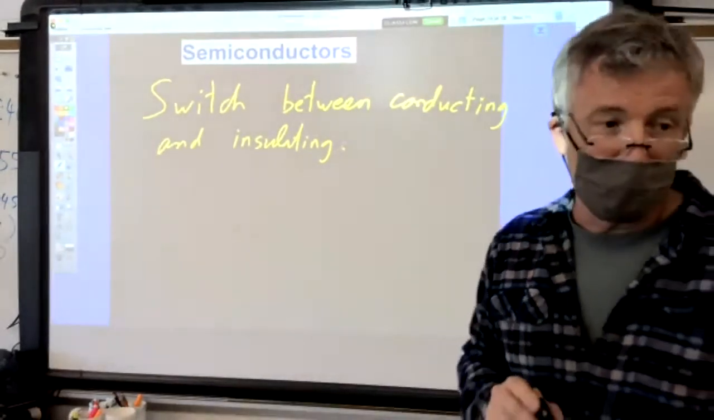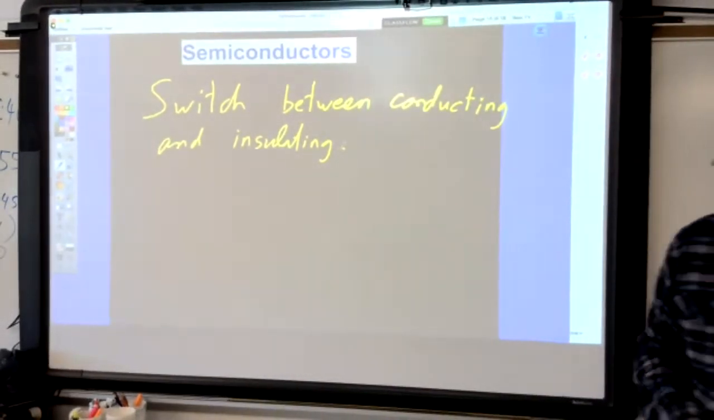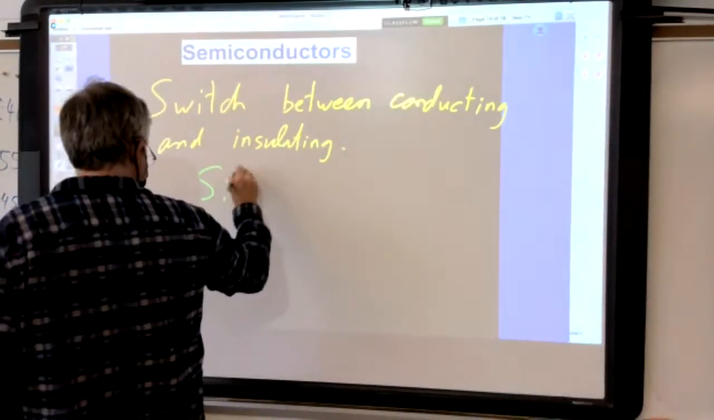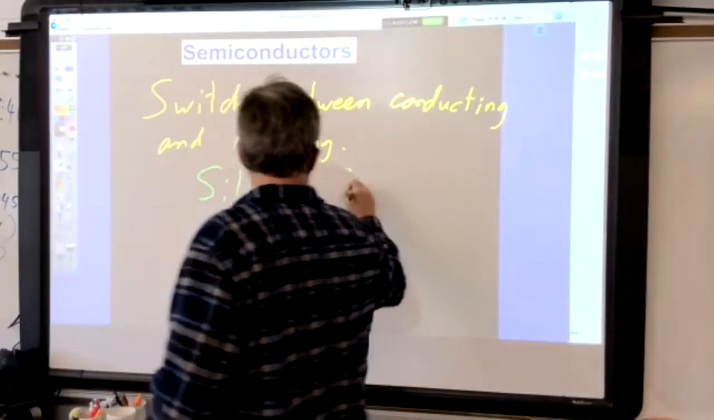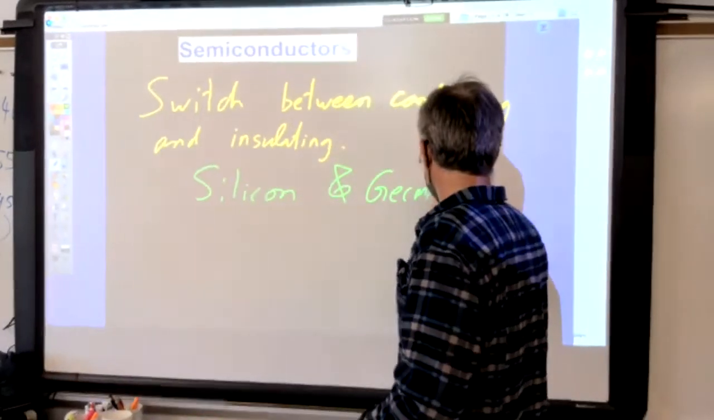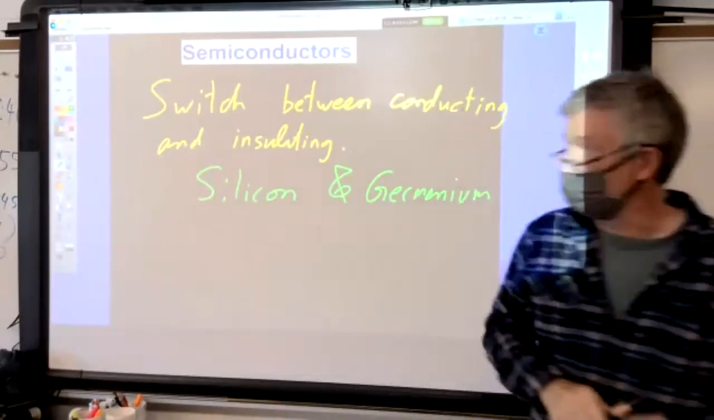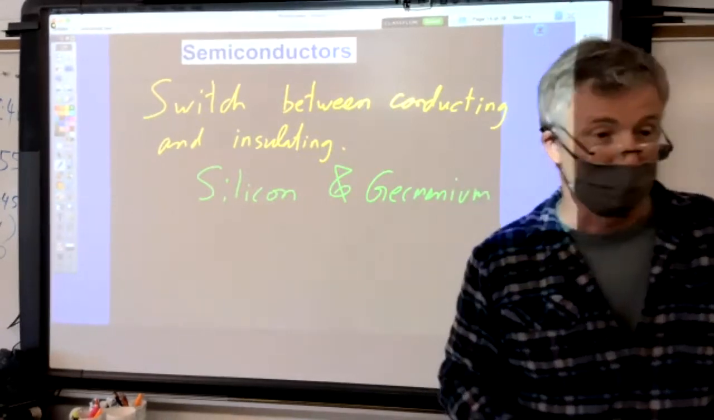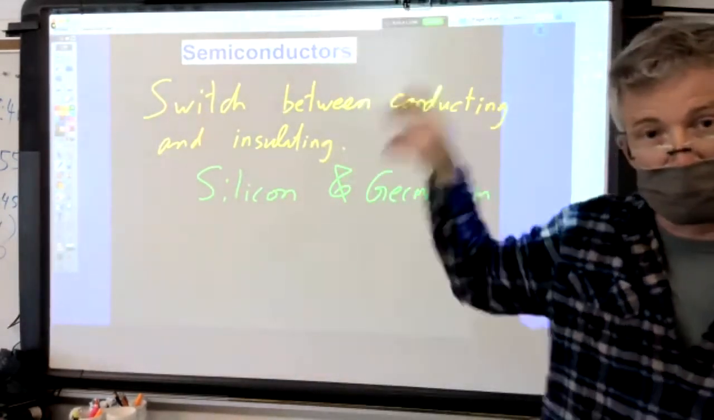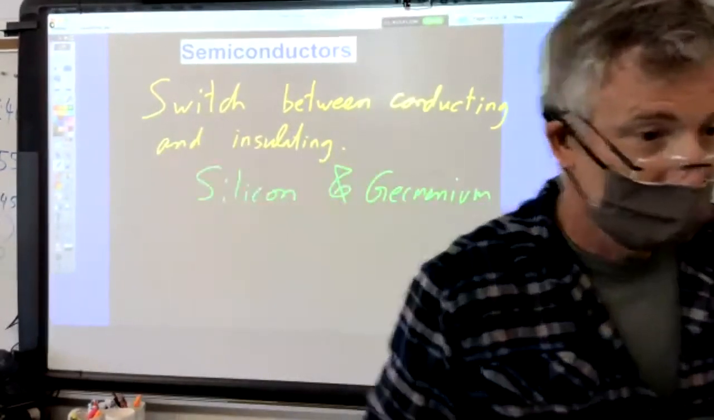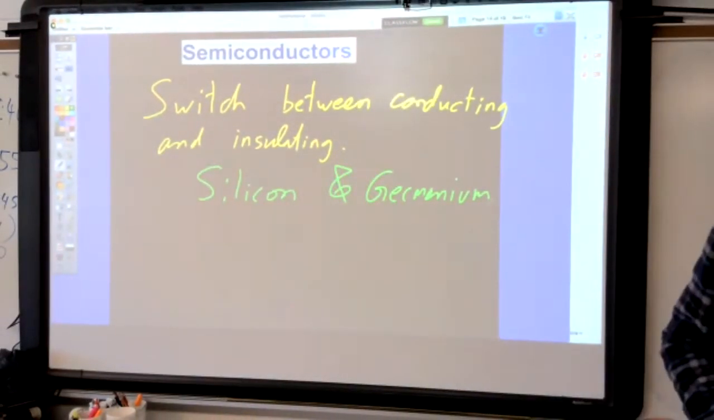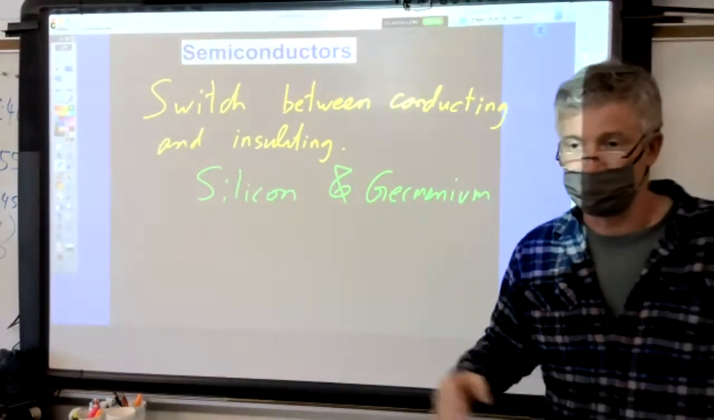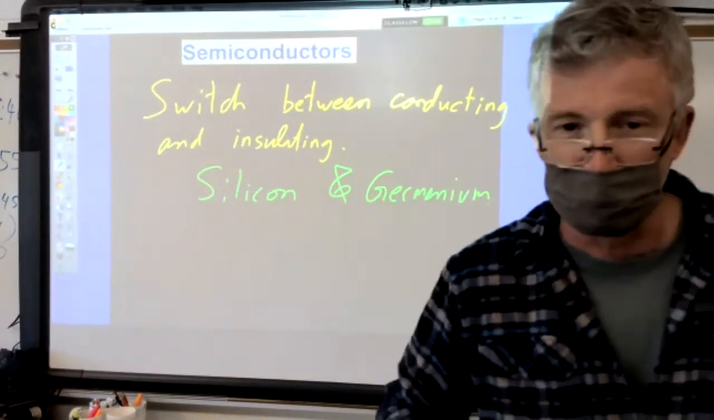Now, there's two main materials that semiconductors are made from. And that is silicon and germanium. If you look on the chart, you'll see silicon and germanium are in the same group again. Silicon is just above germanium. Silicon's right underneath carbon. So it goes carbon, silicon, germanium. You can see the charts. Technically, carbon can be turned into a semiconductor, but it's more labor intensive. Silicon and germanium work much better as semiconductors.